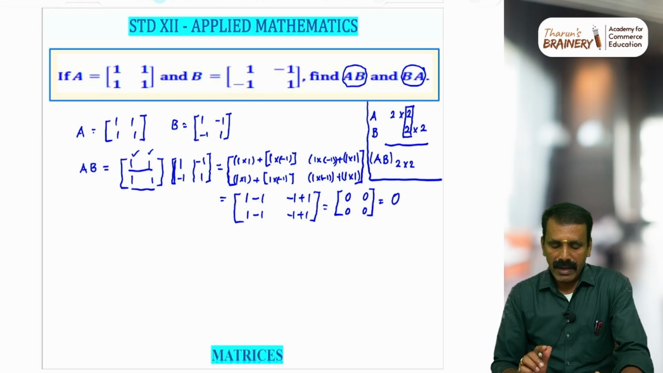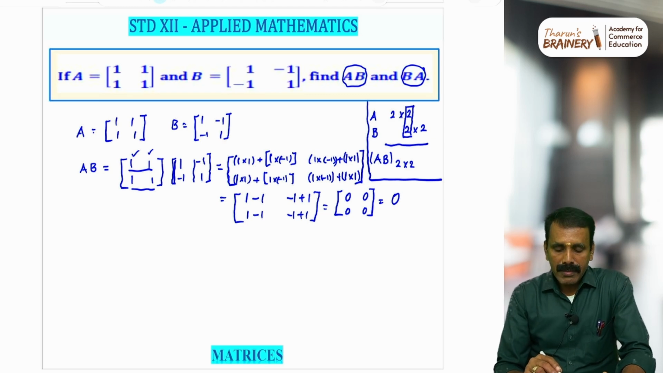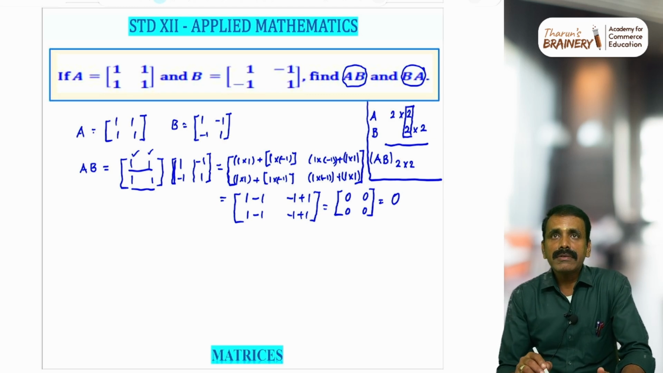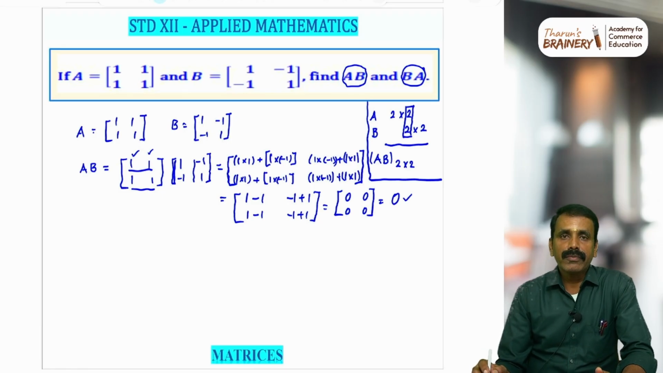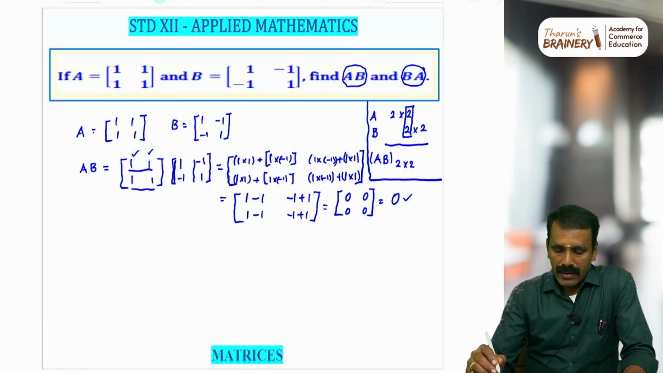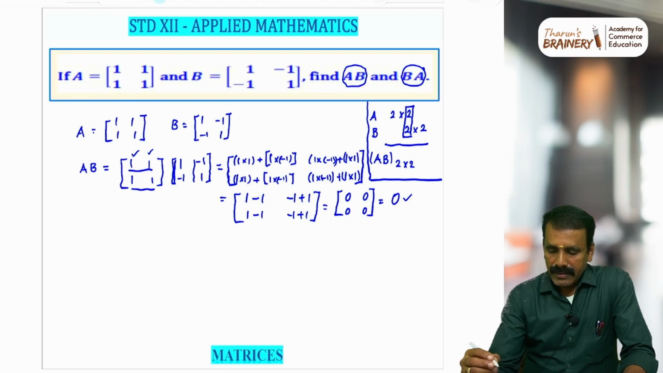But in matrices we are having a situation where A is a non-zero matrix and B is also a non-zero matrix. We are finding the product, but the product turns out to be a null matrix, okay, zero matrix. Next we move on to finding BA.